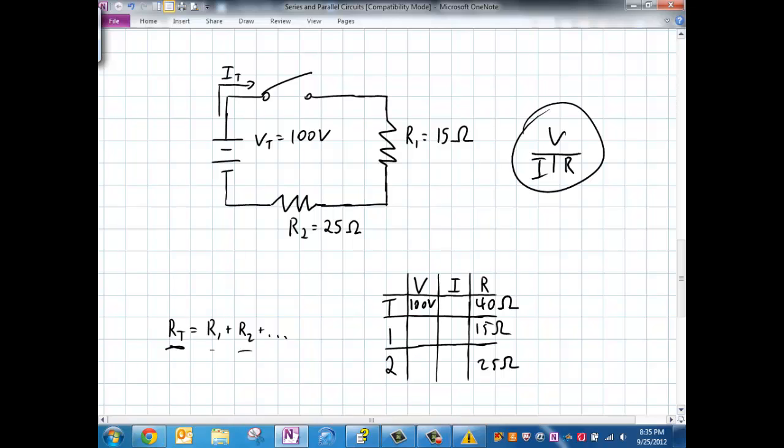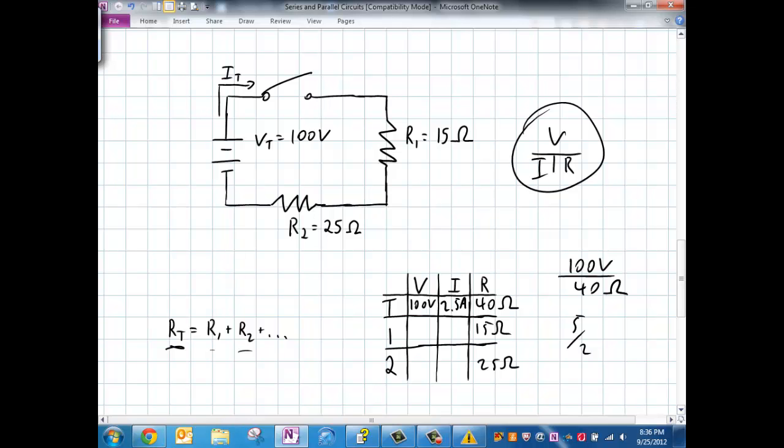From here, I can solve for I total, my current total. To solve for I total, I would simply cover up the I here, and say V over R. So I would say 100 volts over 40 ohms, which leaves me with 5 over 2, which essentially is 2.5. So 2.5 amps.